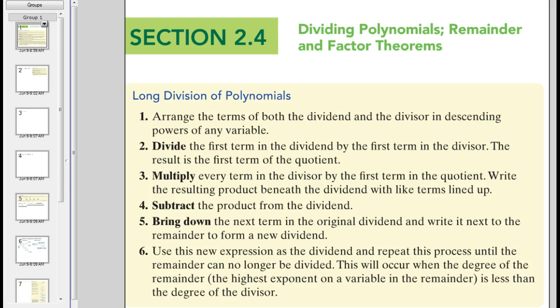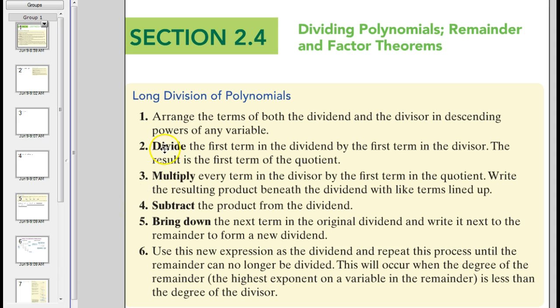Hello 171 class, this is your notes for section 2.4, long division of polynomials, and then we're also going to use synthetic division later on. But long division of polynomials is very similar to long division of numbers.